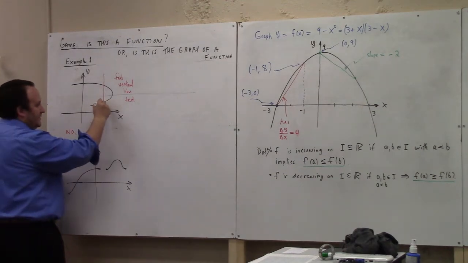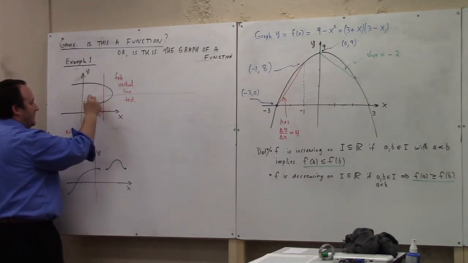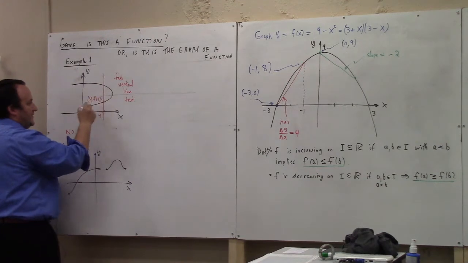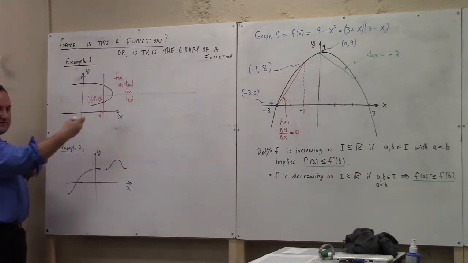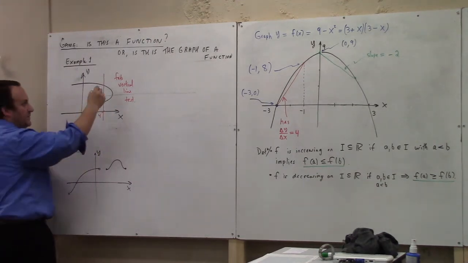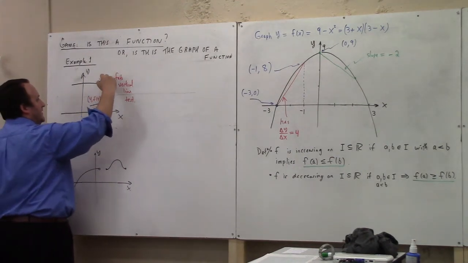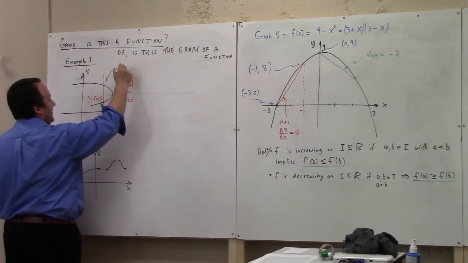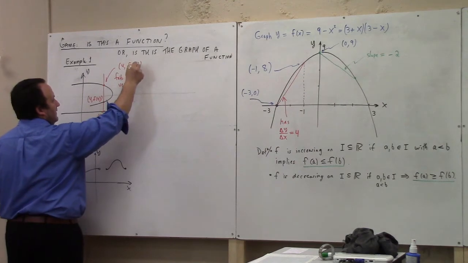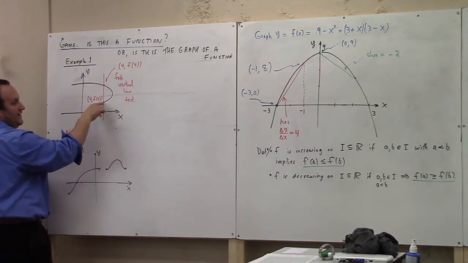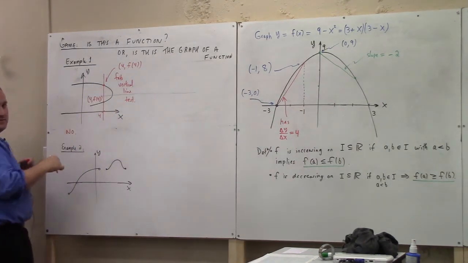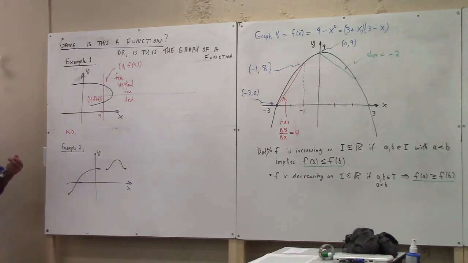Then this point right here is (4, f(4)). That's what it means to be in the graph, right? If it's on the graph, we have y equals f(x). But this point up here would also be the point (4, f(4)), right? But that y value and that y value are different. That would mean that f(4) has to be both of those things. But that's not allowed. A function has to have a single output.